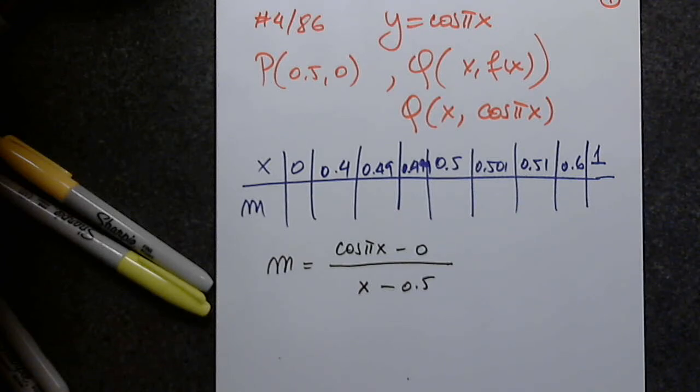clear. Careful with parentheses because this is a rational expression, a rational function. We have to have parentheses around the top, and we get cosine in this case because it's minus 0. You don't need it, but I'm going to still put it in. Cosine pi x, close the parenthesis, divided by x minus 0.5 in parentheses.